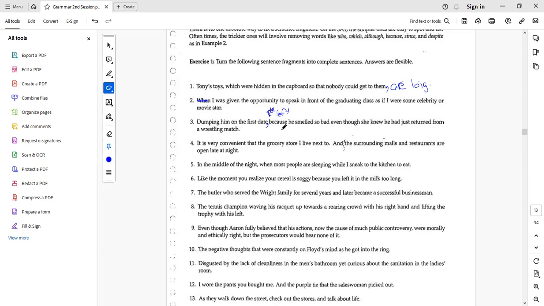She, Myrna: "She left because he smelled so bad, even though she knew he had just returned from a wrestling match." I have another answer. We can say she dumped him. Instead of "dumping," it's going to be "she dumped him on the first date because he smelled so bad," without a comma, even though she knew he just had returned from a wrestling match. So you have multiple answers. Number 4, Yusuf.